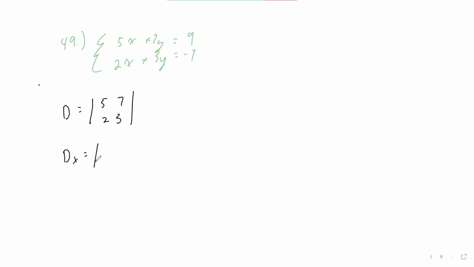All right, let's look at another one. Let's look at number 49. 49 is 5x plus 7y equals 9, and 2x plus 3y equals -7. So again, my D would just be 5, 7, 2, 3. My Dx, I'm going to replace my column of x with what it's equal to, so 9, -7, and then 7 and 3. My Dy, I'm going to replace the y with what it's equal to, so 9, -7.